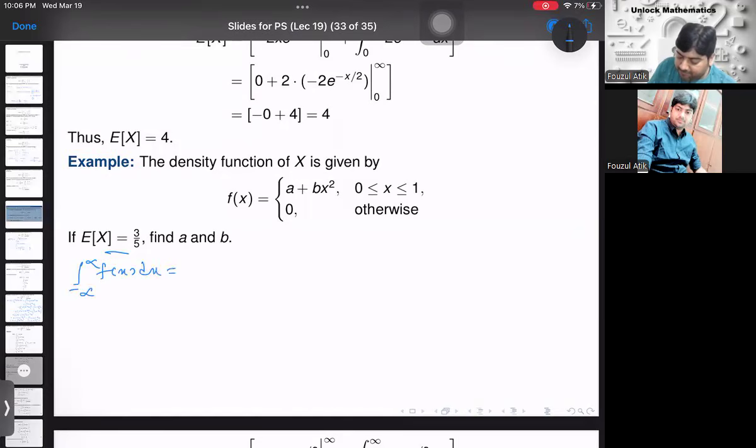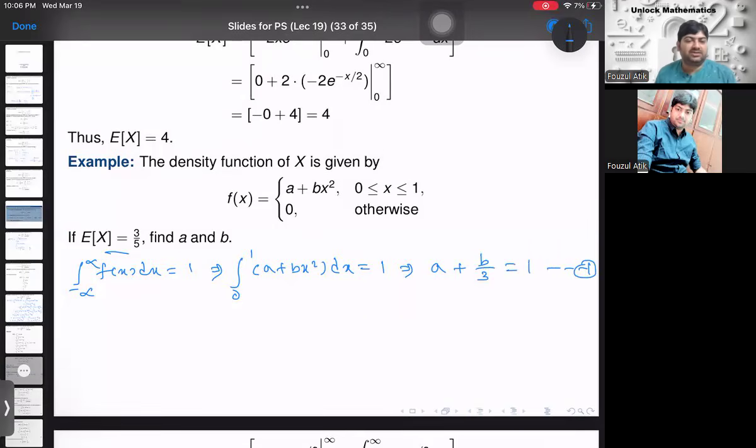Therefore, it is between 0 to 1 only, it has some value elsewhere zero. So this integration will become the integral from 0 to 1 of a plus b x square dx, which should be 1. If I do the integration, it is a x plus b x cube by 3, and if I put the limits, it is a plus b by 3 equal to 1. So one equation I got using the probability density function.